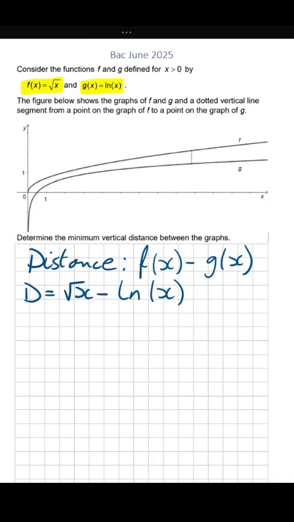Now, if I want to find that minimum distance, I want to find at what value of x that happens. Look, I'm going to find d dash of x.